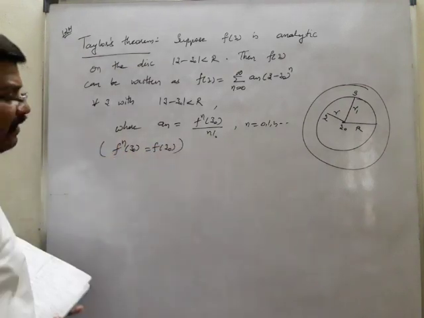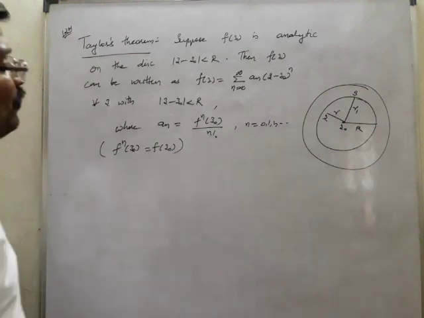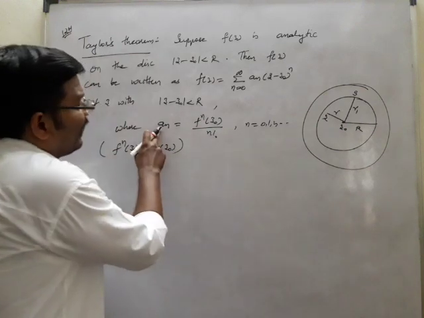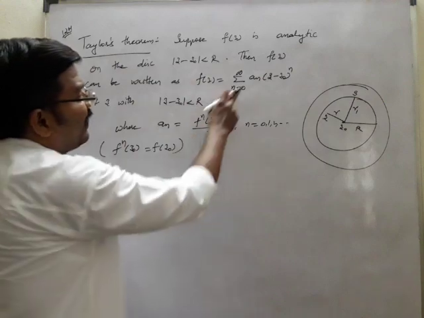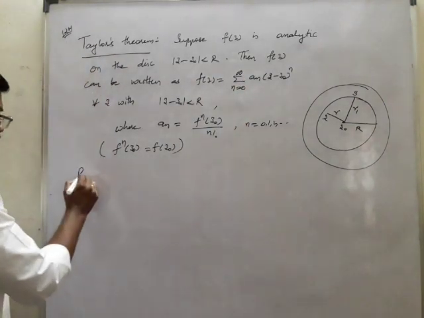This is already what we have chosen. Now this we need to prove. Instead of writing a n, we may write f power n of z naught by n factorial over here. Now that we will try to prove in the cases form.